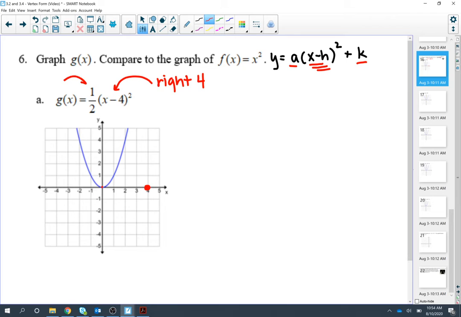Then I'm going to consider my 1/2, which is my a value, which is actually going to make this thing a little bit wider. And we're going to go over 1, just like before. It's positive, so we're still going to go up, but we're going to go up 1/2. So from my vertex, I go over 1, up 1/2, and over 1, up 1/2. And then the 1/2 makes it a little bit wider, and that is our new parabola. It's been moved to the right 4, and it's a little bit wider than the original function.